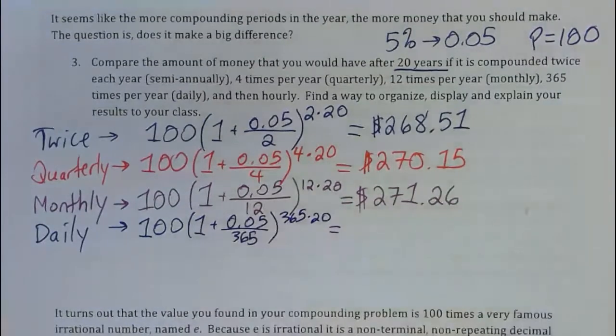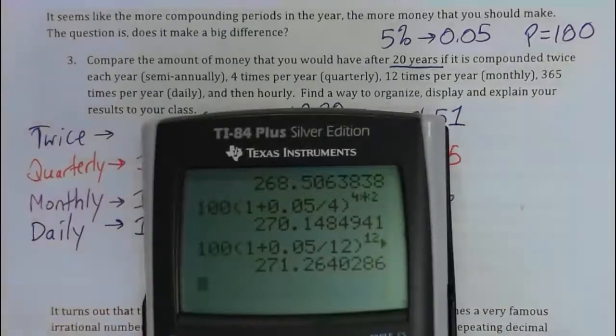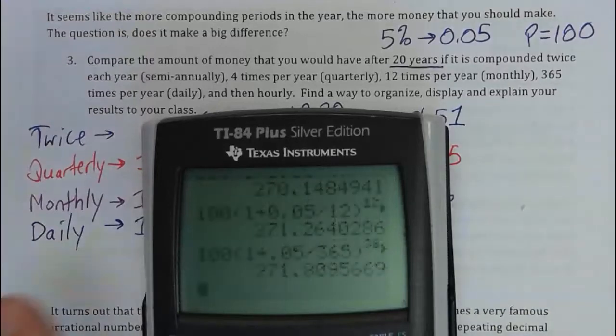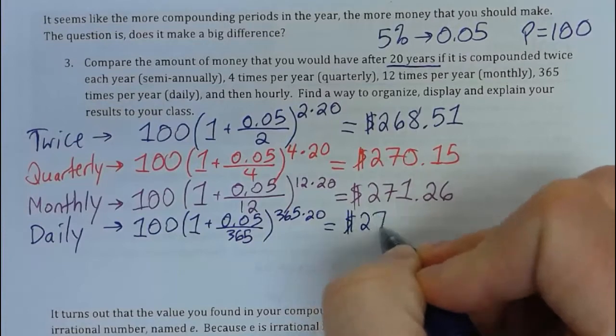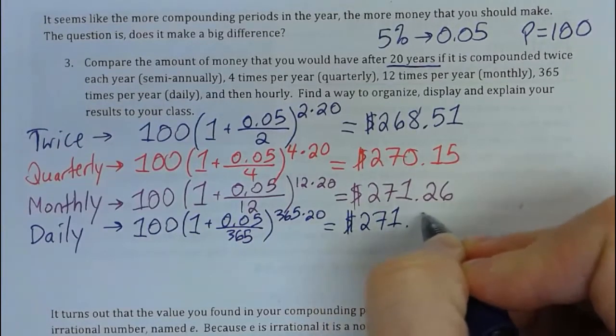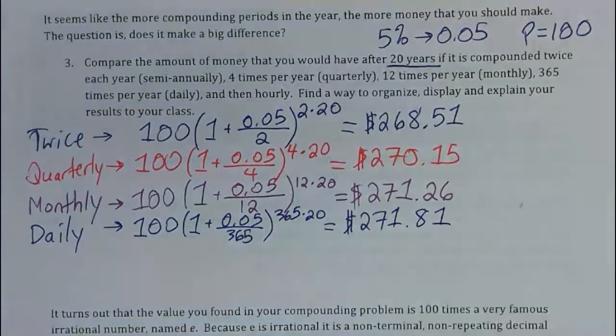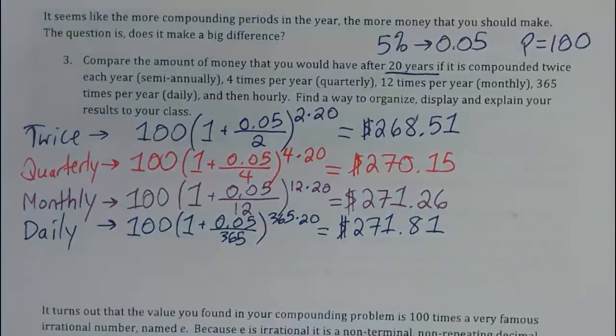And then we're raising it to the power of 365 times 20. And we can put that into our calculator now, doing it over 365 days for 20 years. So that has only gotten us a difference on monthly of less than 60 cents. So monthly to daily didn't really help us all that much.